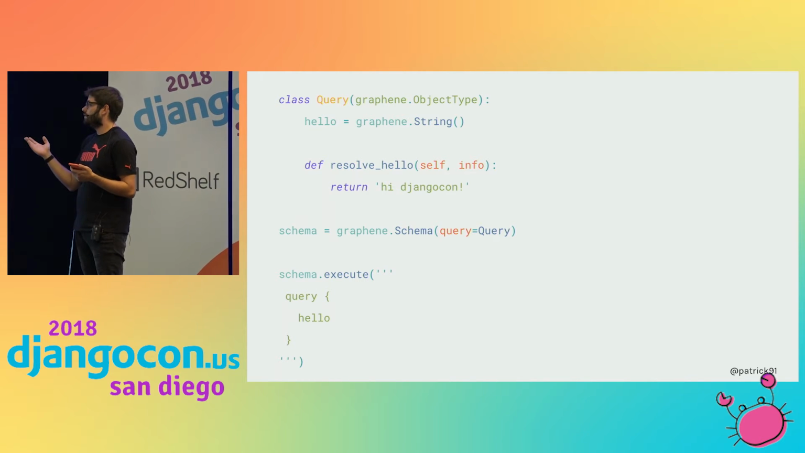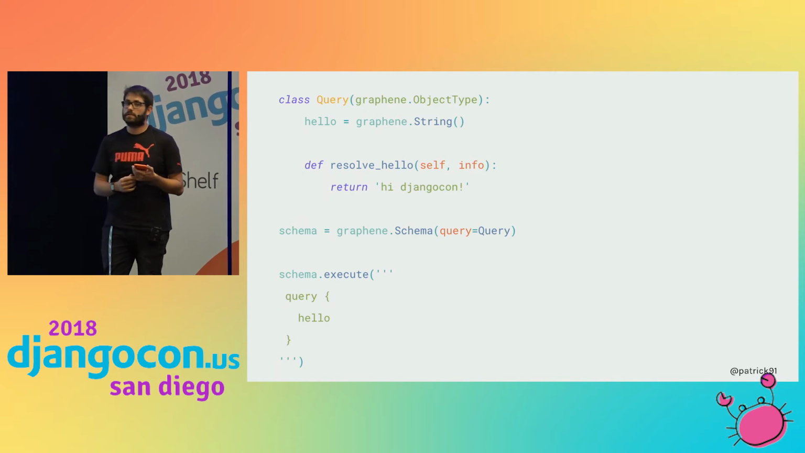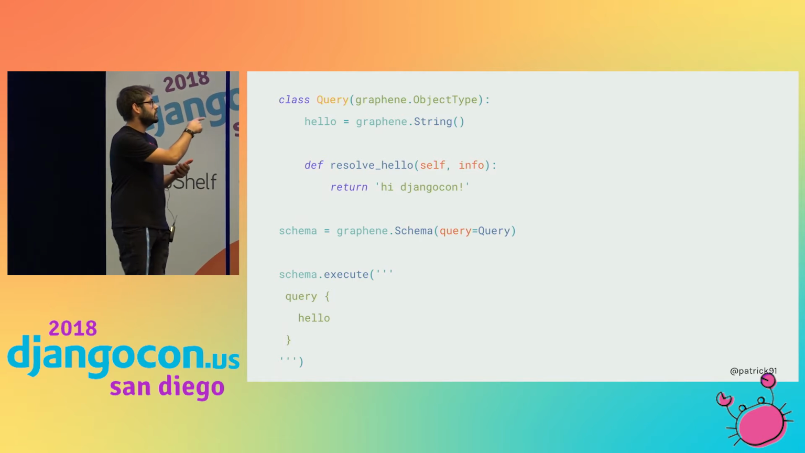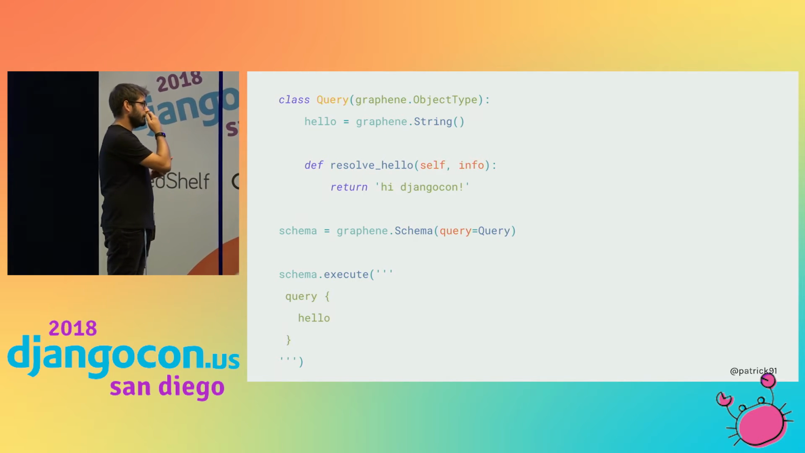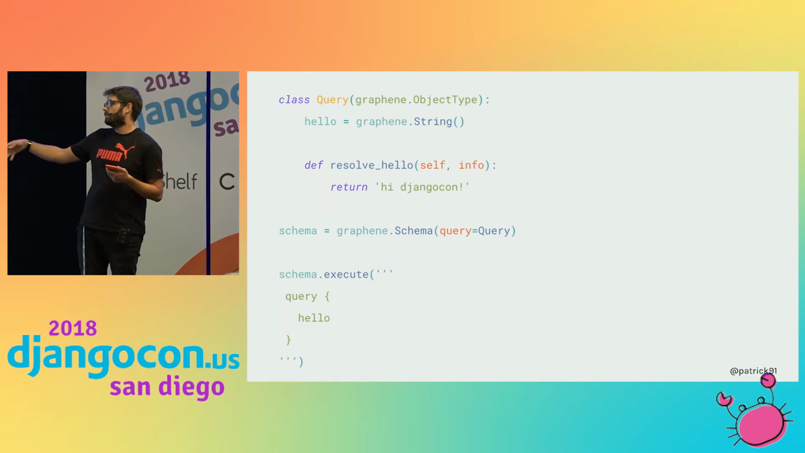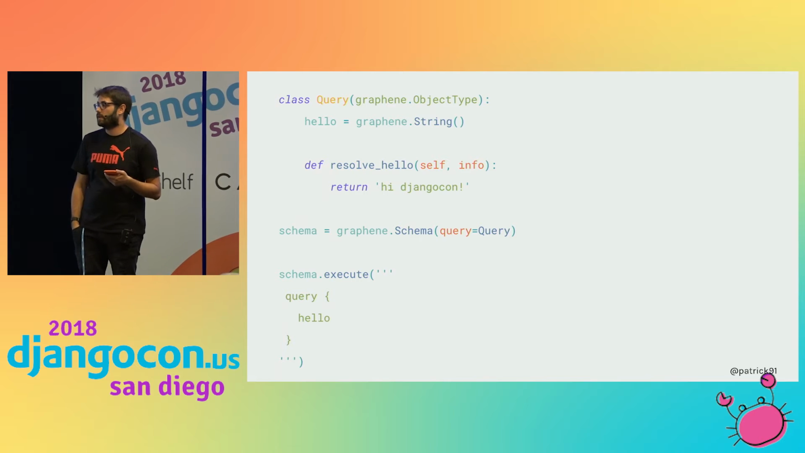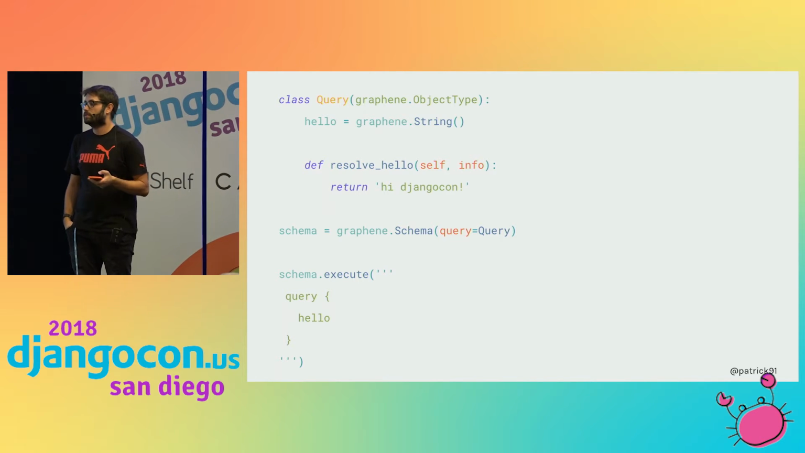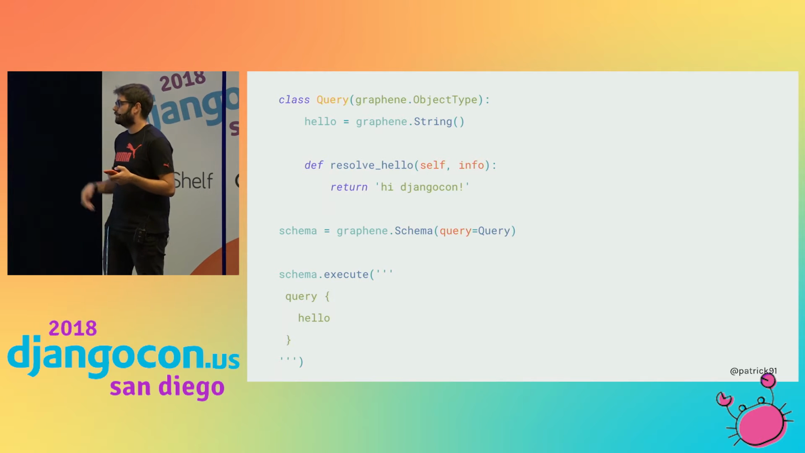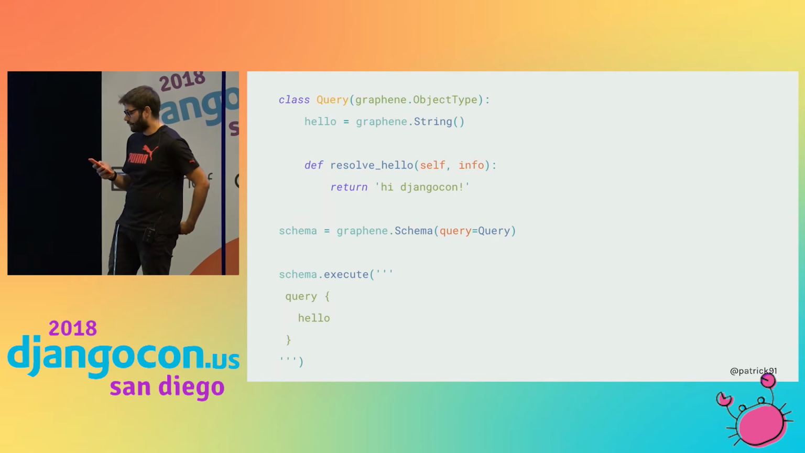And then you need to specify the resolver function. Resolver functions are basically the methods that are called when you request a field. So in this case, when we request the hello field, resolve_hello is going to be called, and it's going to return only "hi DjangoCon" for now. Also, you can execute them directly, but usually you would have a Django view or an HTTP call to execute this schema instead of executing directly.